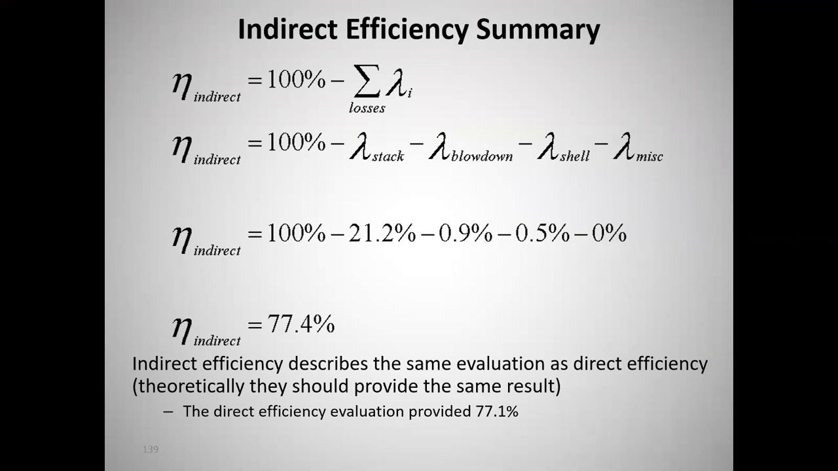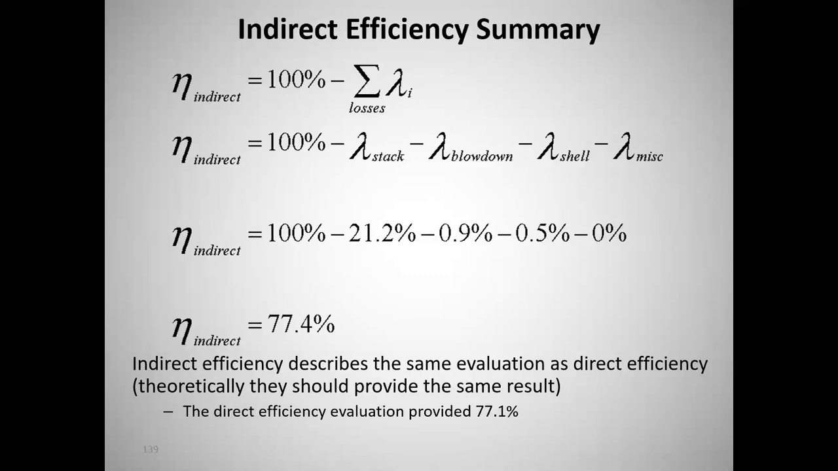If you remember, the direct efficiency evaluation was 77.1. Well, that really does make sense because that direct efficiency has every loss. Remember, that direct efficiency is what? Mass flow rate of steam times enthalpy of steam minus enthalpy of feed water, divided by the boiler input energy. And so it's got every loss that the boiler sees, okay? This one just has the losses that you choose to include.